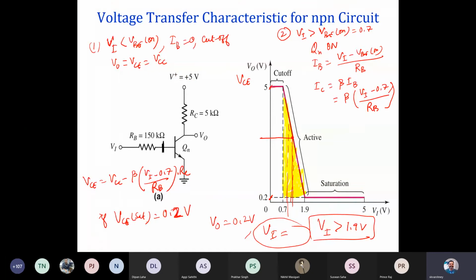Okay, so yesterday we looked into the voltage transfer characteristics for NPN. Same way we can do it. If we work out with this example, I think we can also conclude with the help of this voltage transfer characteristic, and of course with the general expression also, that when the input Vi is less than the VB on, the input is low, and in that case the output is high, right?